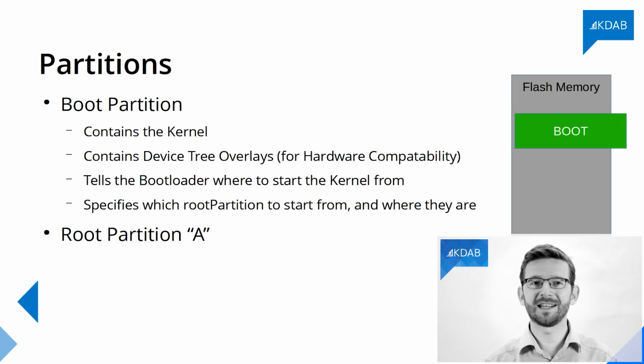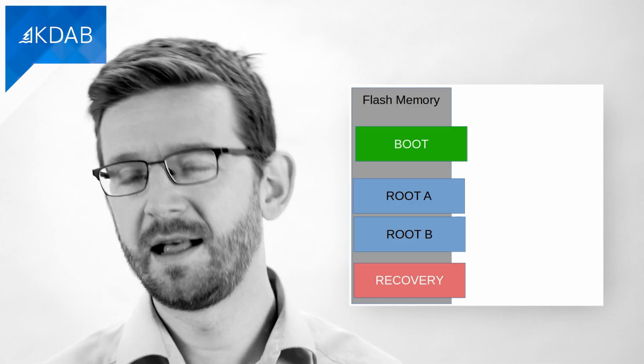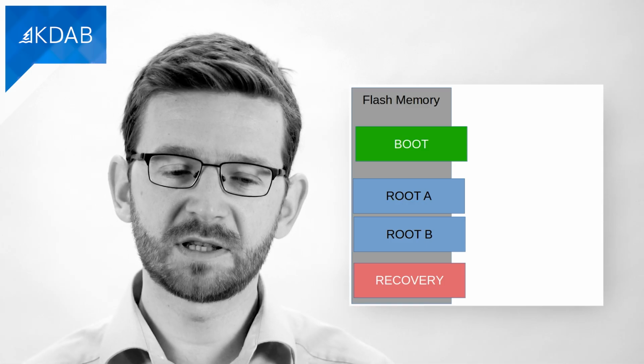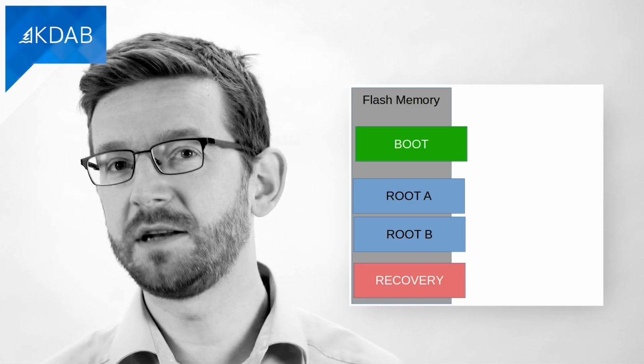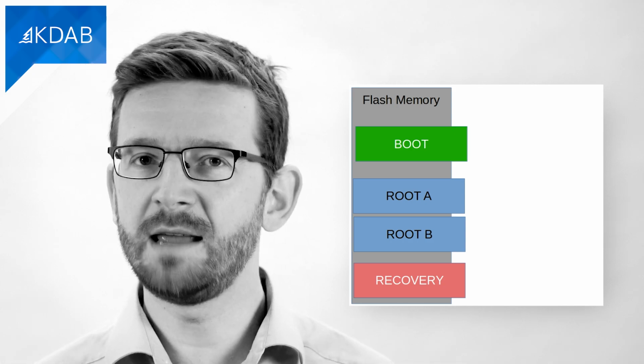Then I said there's at least one root partition. In this case, I called it root partition A. There might be a second root partition B, and sometimes we have a recovery partition. There is a very famous fallback scheme that many embedded devices use. It's called the A-B fallback scheme or A-B partitioning scheme.